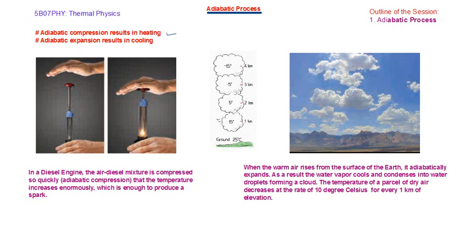You will see that in the case of a diesel engine, the diesel air mixture taken into the cylinder will be compressed so quickly that the temperature increases enormously and it produces a spark by itself. There is no need of any external spark plug in the case of a diesel engine. So that can be taken as a practical application of the fact that adiabatic compression results in a rise in temperature. Then we come to another example of adiabatic process in nature.